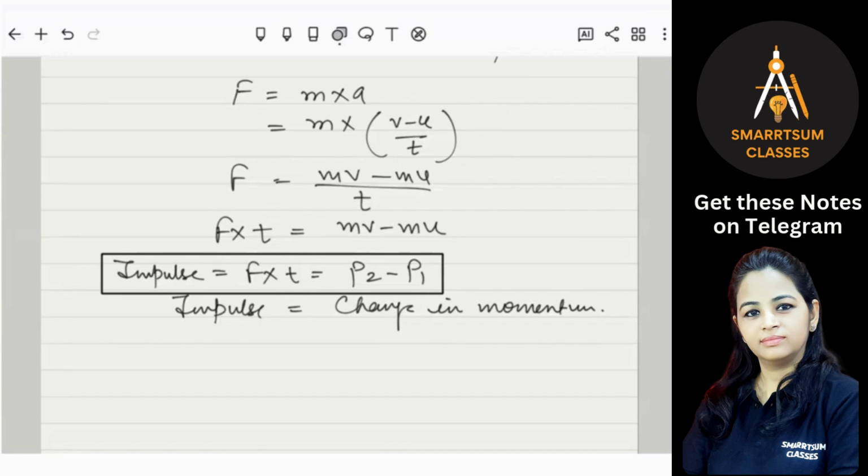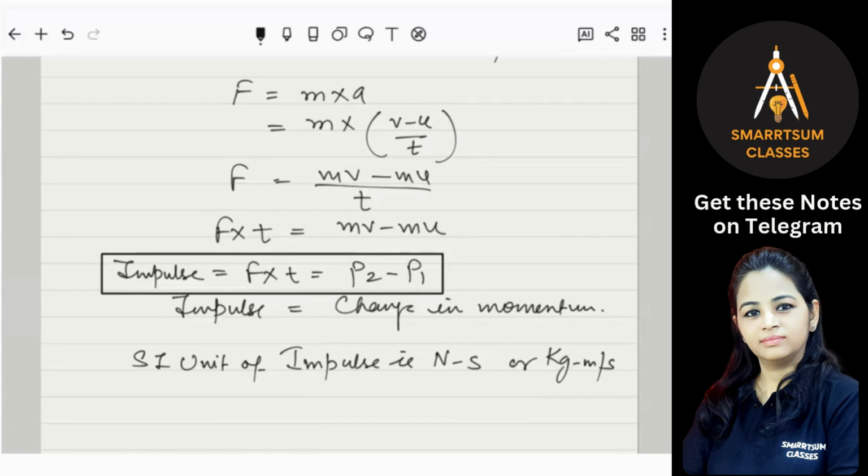Okay? And what is the unit? SI unit of impulse is Newton second. Okay? Or kg meter per second. Newton second is the unit of the impulse because force is in Newton and time is in seconds. So it is Newton second.